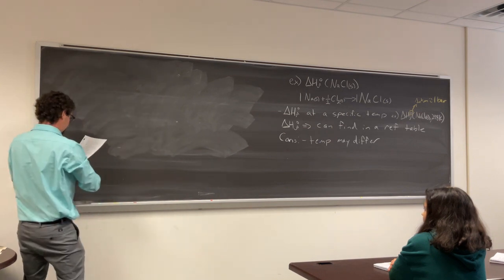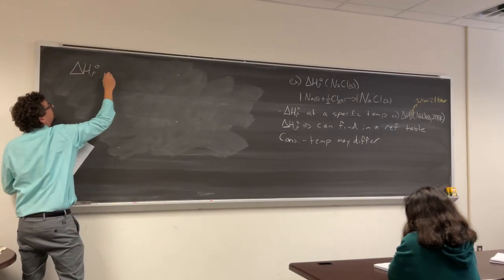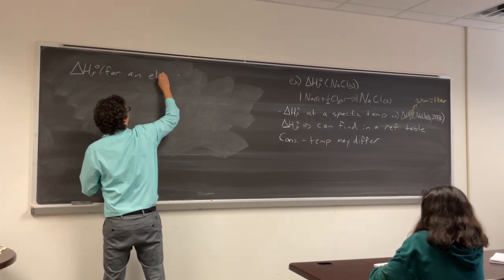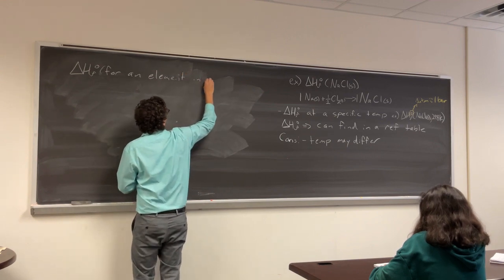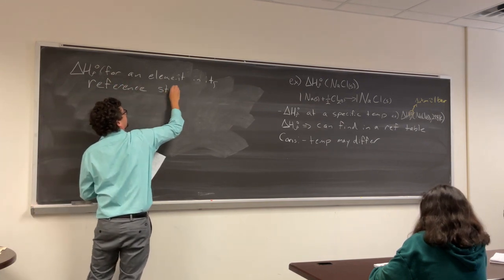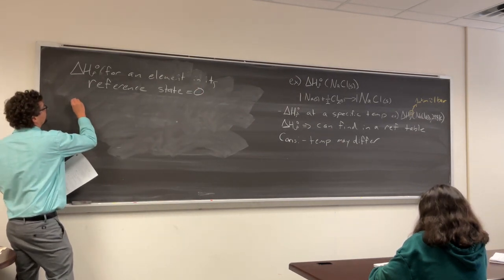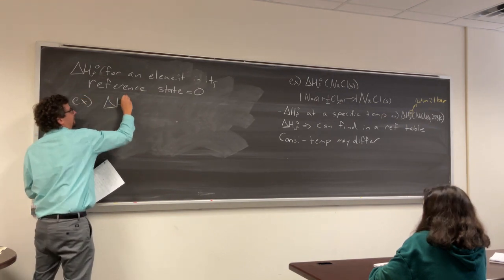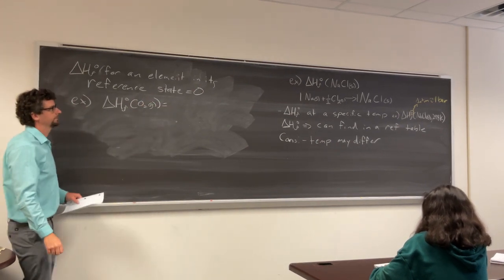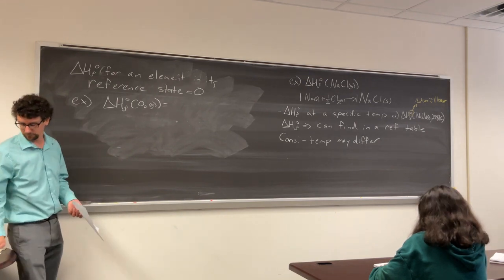Another big thing to keep in mind. Delta HF is zero for an element in its reference state. For example, we'll use Ellen's favorite. What's the heat of formation for O2? Yep, 0.